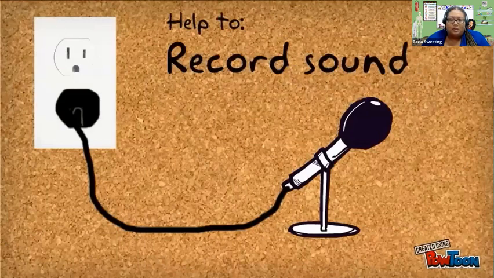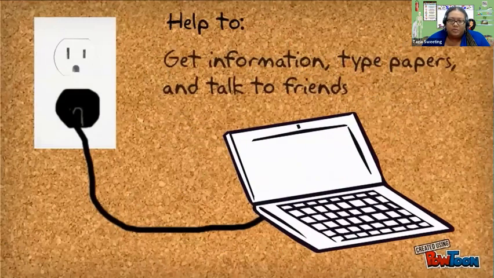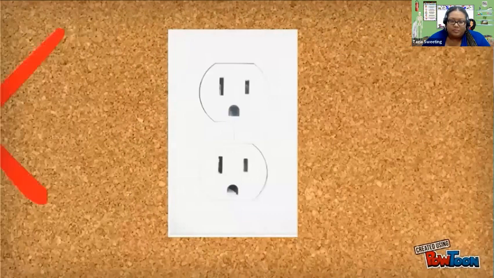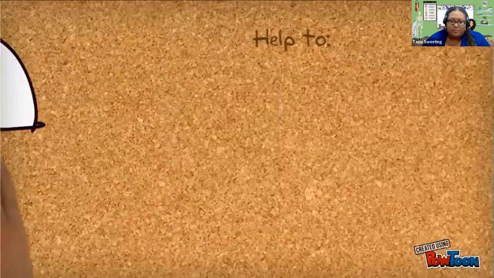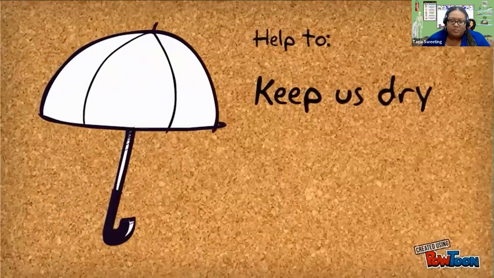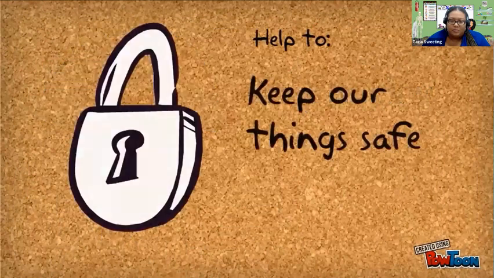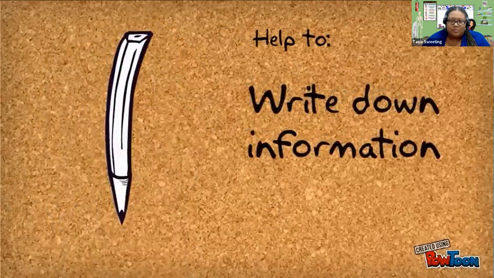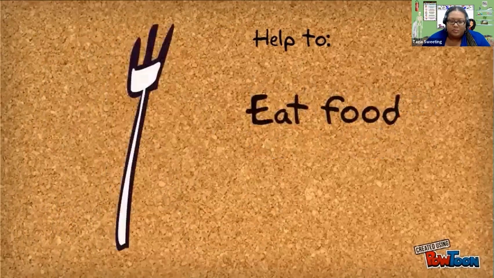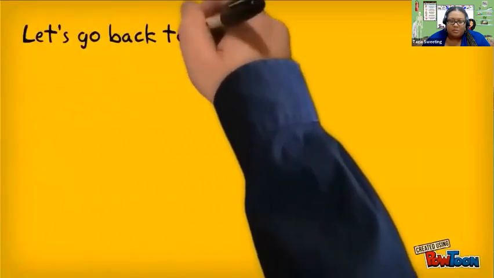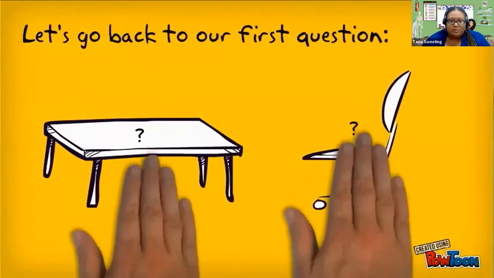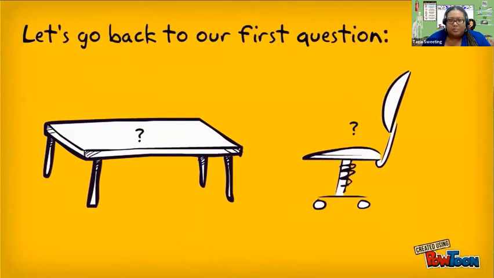Microphones help to record sound. Laptops help us get information, type papers, talk to friends, and much more. But some technologies do not have wires at all. Umbrellas help to keep us dry in the rain, and a lock helps to keep our things safe. A pencil helps us write down information, and a fork helps us to eat food. So let's go back to our first question. Is a chair and a table a technology?